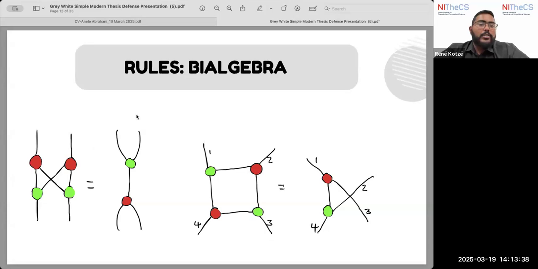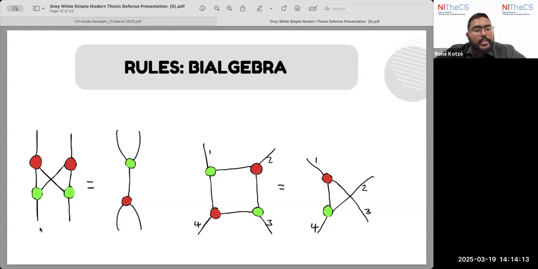The next rule is the bi-algebra rule, which I introduced last week as the diagram on the left here. When we have two green spiders and two red, each green spider is connected to each red spider and vice versa, then we can simplify this diagram in the following form. We have one red spider, one green spider, and a single wire connecting them, and the colors have flipped vertically. So that's how I introduced this last week in terms of string diagrams.